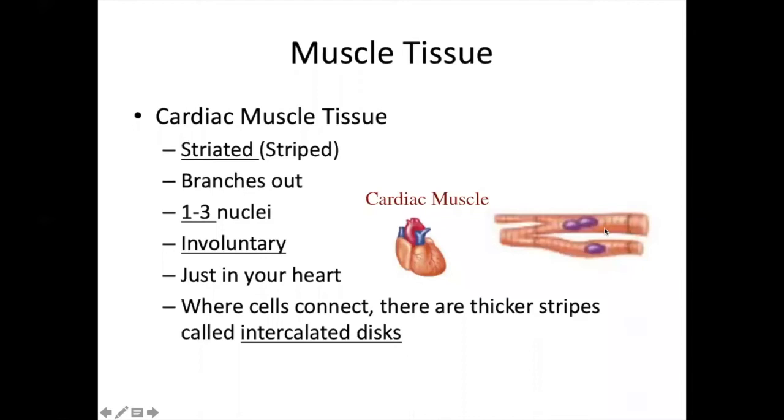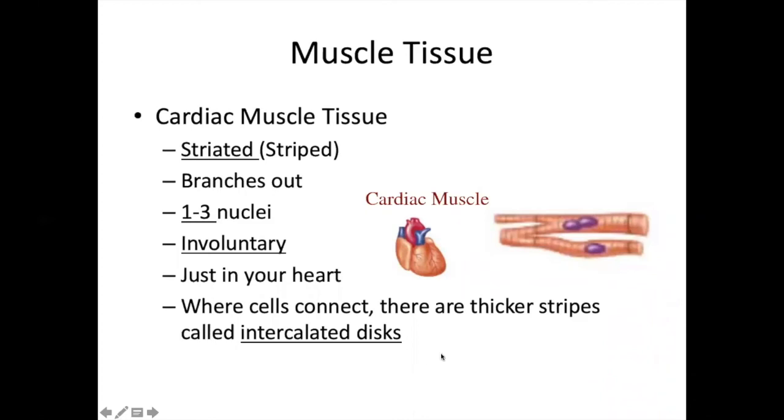They're not going to have as many nuclei as a skeletal, but you are going to have more than one. You can have anywhere from 1 to 3 per cell. Again, completely involuntary. Thank God for that, because I don't want to think about making my heart beat. And the only place you're going to find this is your heart, which is why we named it cardiac.